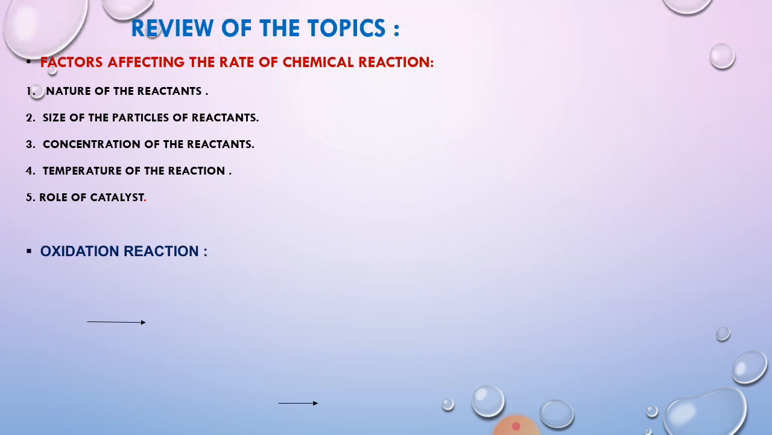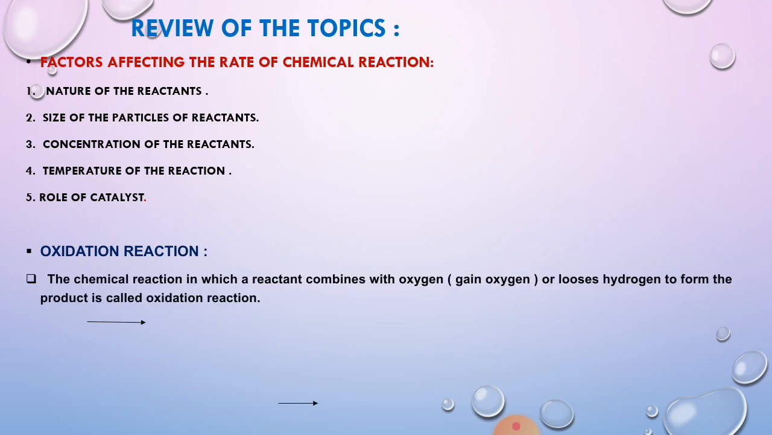Then we have learned about the oxidation reaction. It is very easy. The chemical reaction in which a reactant combines with oxygen, that means it gains oxygen or loses hydrogen to form the product, is called an oxidation reaction. The reaction is C plus O2 gives CO2. Here O2 is added, oxygen is added, so that's why it is an oxidation reaction.